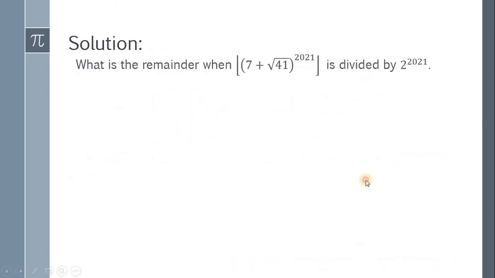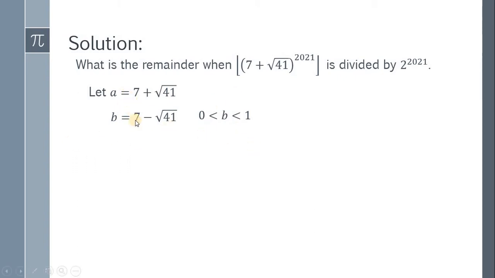So here's the problem again. Now let A equal 7 plus square root of 41. Next, let B equal 7 minus square root of 41. Now, yung B, yung 7 minus square root of 41 is about 0.6. And 0.6 is between 0 and 1. Mamaya, magiging importante sa atin na yung B is between 0 and 1. Magagamit natin ito mamaya. Okay, so let's continue.